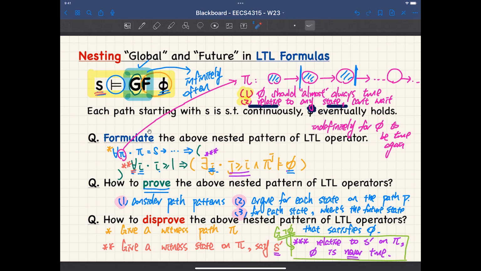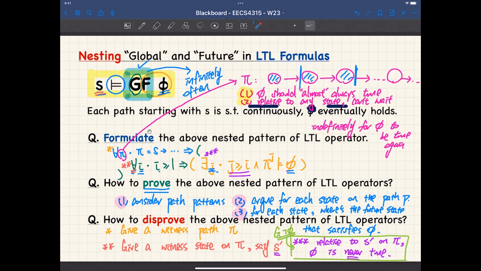Okay. The third one is for each state, where's the future state? Where's the future state that will actually satisfy phi? That's basically this part here, right? So let's say if I choose a future state at index i, where is the corresponding future state j relative to it that's going to establish the phi? Okay. That's what it means, okay?